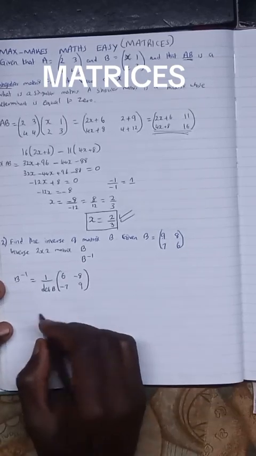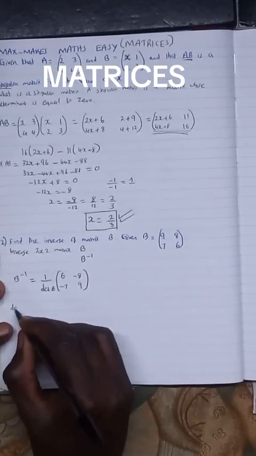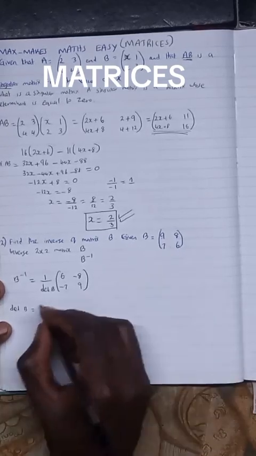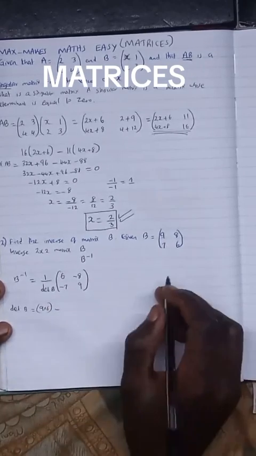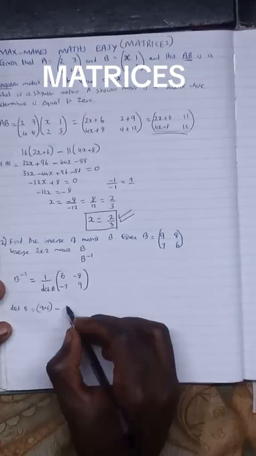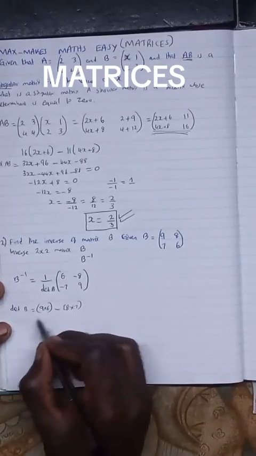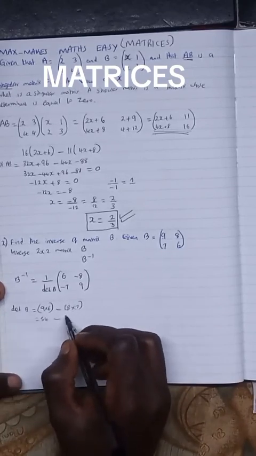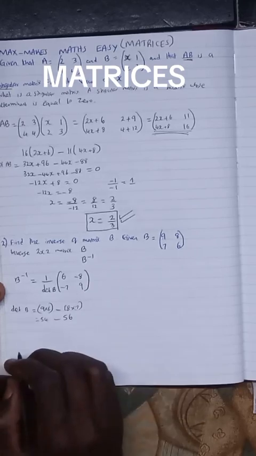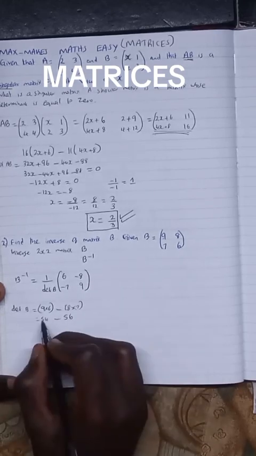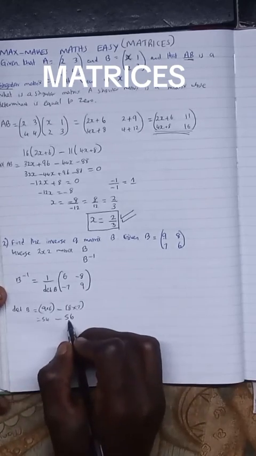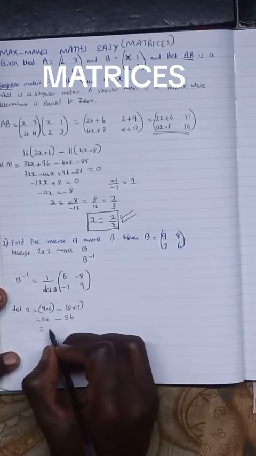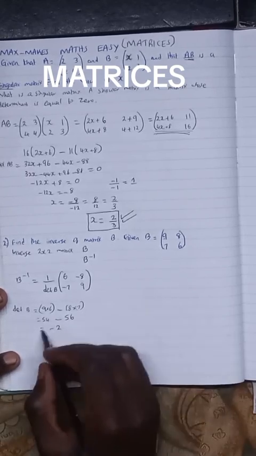So what is the determinant of B? Remember, to find the determinant of B, we take the multiplication of the main diagonal, that is 9 times 6. Then we subtract from it the multiplication of the elements in the minor diagonal, that is 8 times 7. So 9 times 6 is 54, and minus 8 times 7, that is 56. What is this? 54 minus 56. This is a smaller number, and this is a bigger number, so the answer is a negative number. So 54 minus 56 is -2.